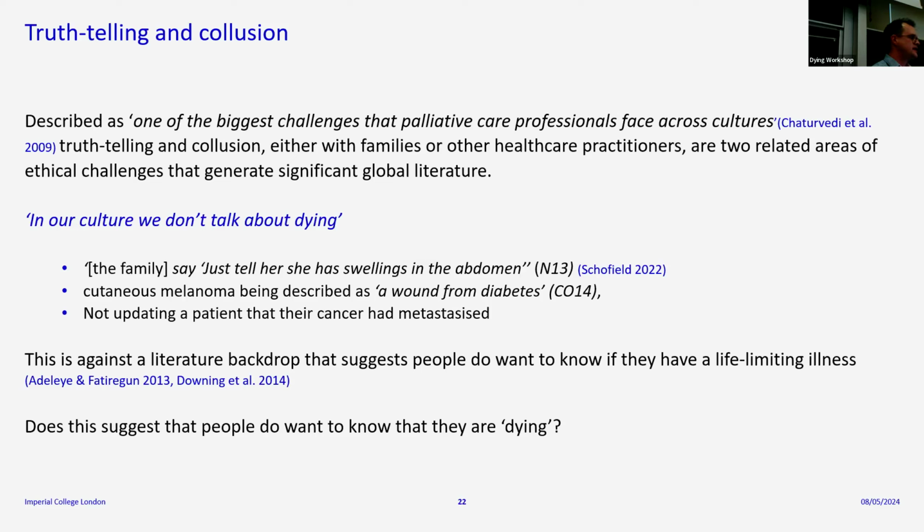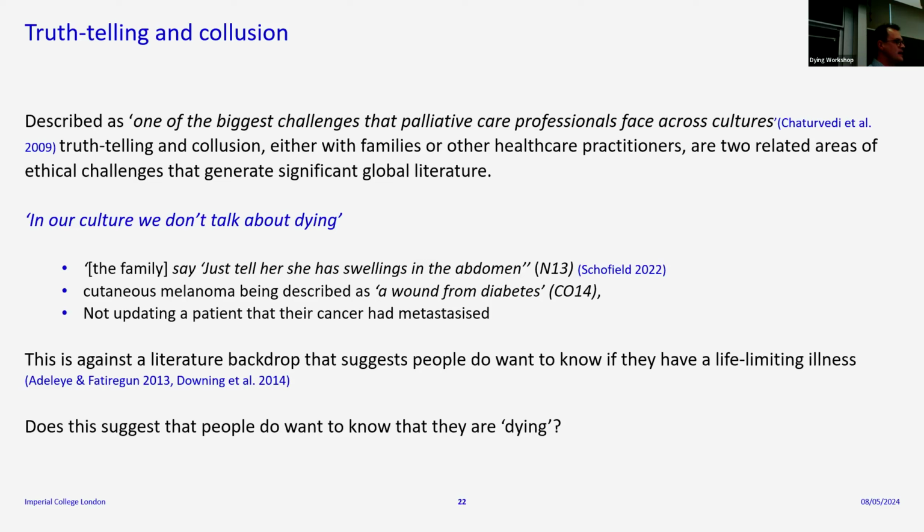There is a literature from multiple global locations that says that people do want to know if they have a life-limiting illness. There's a nice study from a neurosurgical unit in Nigeria, and the patients there were saying they not only did they want to know, but they would be actively unhappy if their clinicians or their family withheld the information from them. There's a street survey in Nairobi. We stopped every 100th person walking down the street, and they said, would you want to know if you were dying? And 98% said yes.